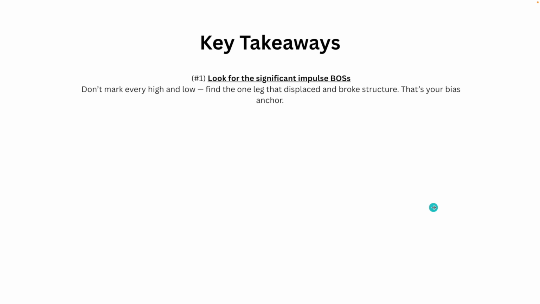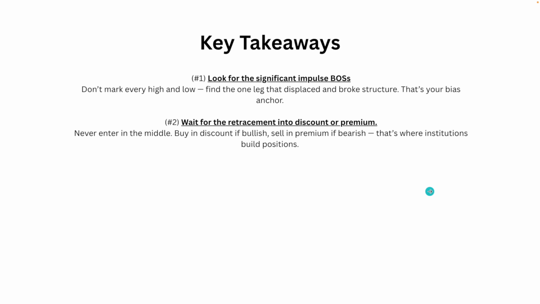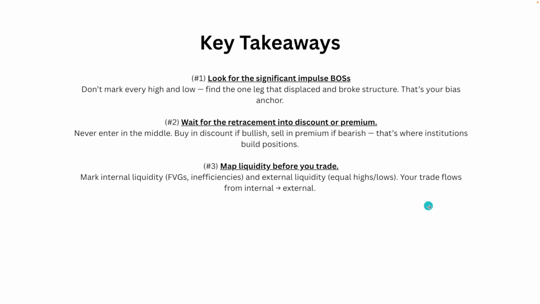And so here are the key takeaways from this entire video. Look for significant impulse breaker structures, because once you find the leg that really displaces and breaks a significant high or low, that's where you know your bias is going to start building. The next thing, wait for the retracement into discount or premium. Never enter in the middle, because that's always going to give you the lowest probability trade.